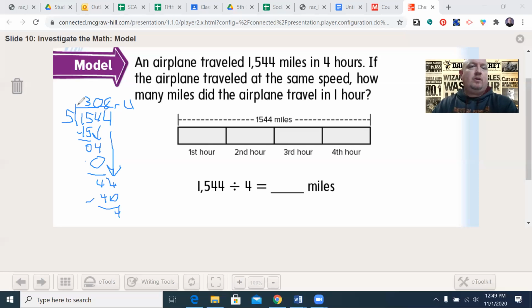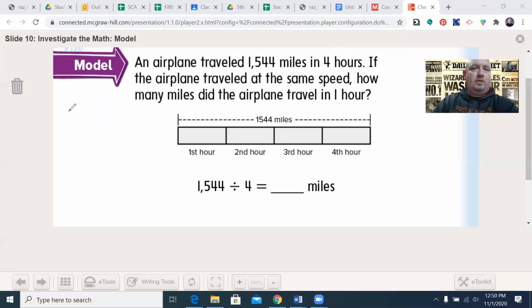Could I check my work? 300 times 5 is 1,500. 5 times 8 is 40. So 1,540 plus 4, 1,544. We're good. So let's try the right problem now. 4 into 1,544. You can go ahead and write this one as well. I like having a few problems to show you and talk your way through.